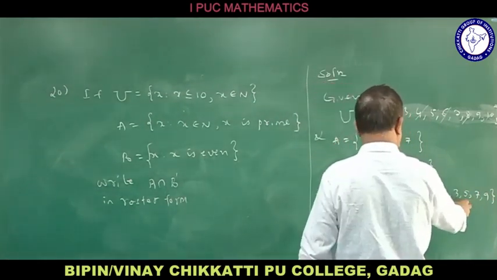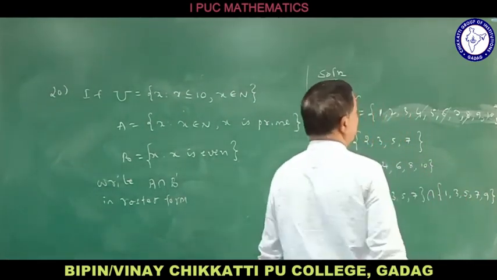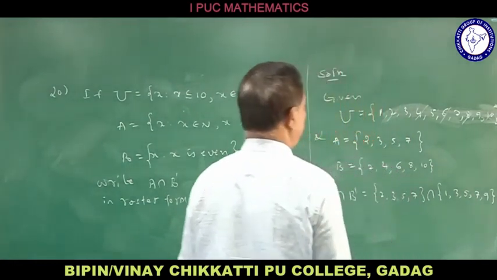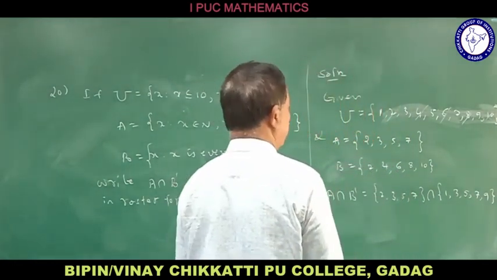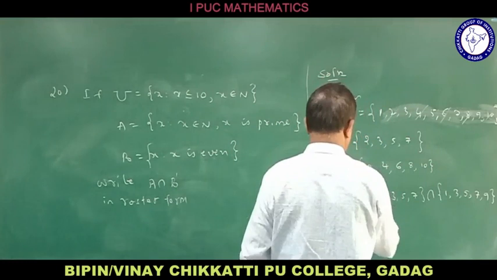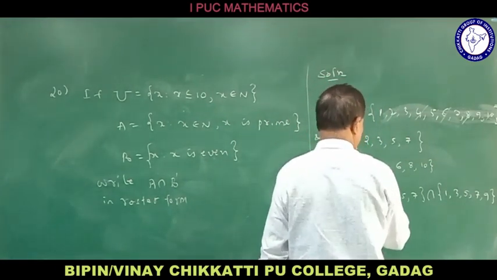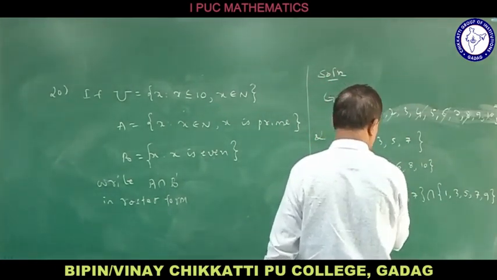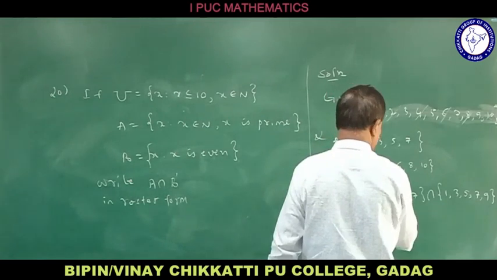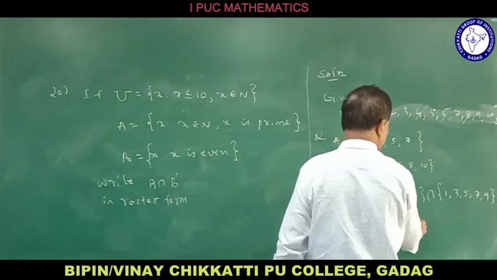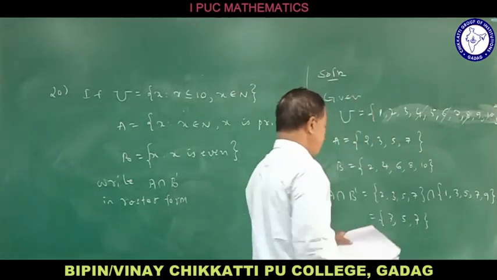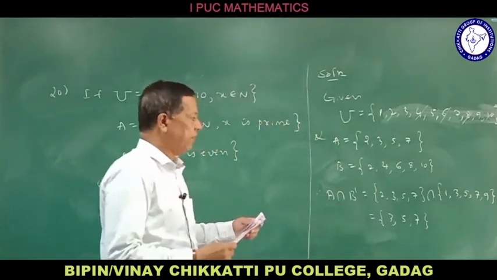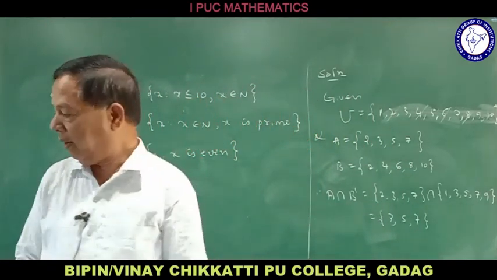B complement means which are not in B. All the elements of the universal set we have to take. So this is the case. Now this intersection. What are the common? You see, 2 is common? No. 3 is, yes. 5 is common? Yes. 7 is common? Yes. No next number here. So the answer is 3, 5, 7. So this is the way we find it.